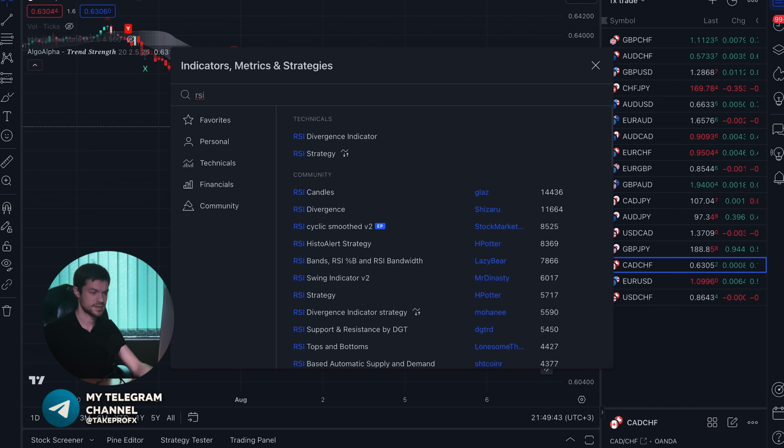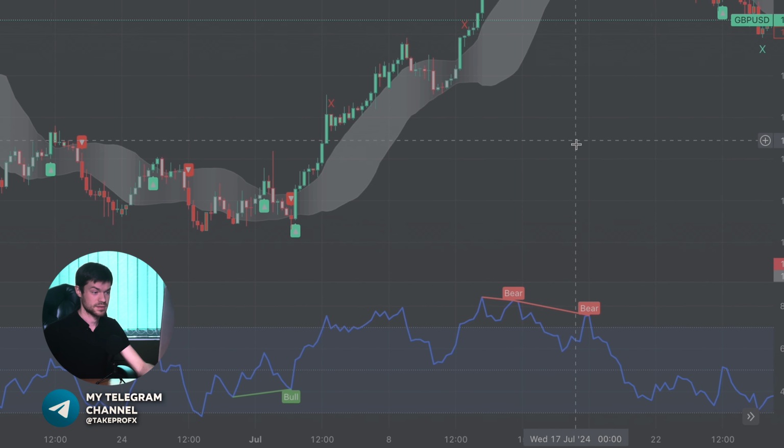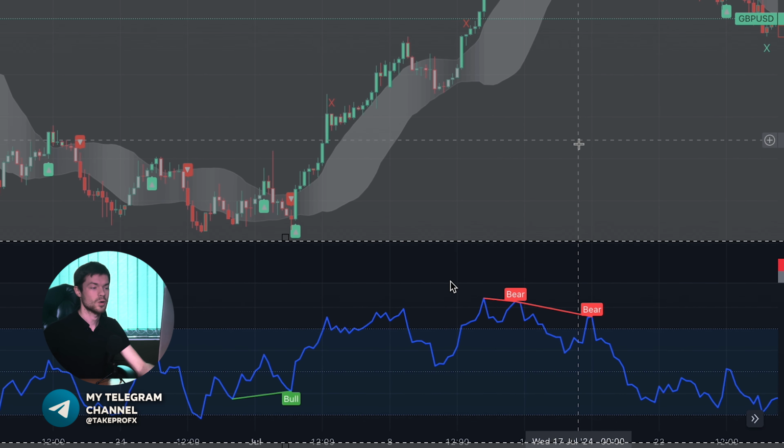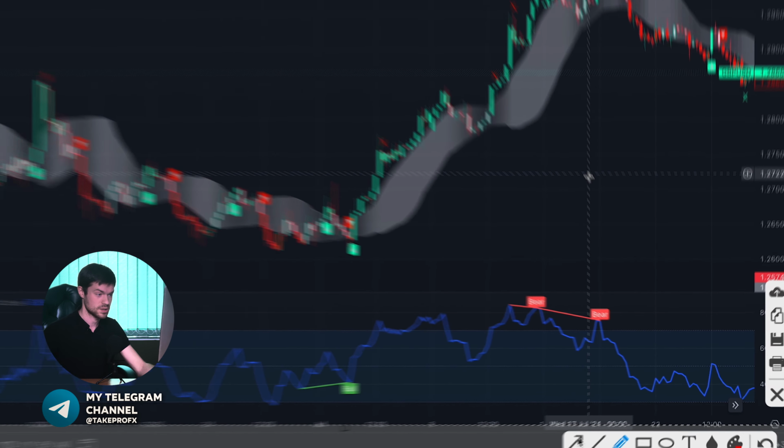Then add the second indicator. It is an RSI indicator with automatic divergence search. It's called RSI divergence indicator. Just click on it and add it. So let's analyze the strategy with the help of these indicators on the example of this asset. Let's start with a non-standard RSI divergence indicator. This is an ordinary RSI which automatically looks for a divergence between the chart and oscillator.